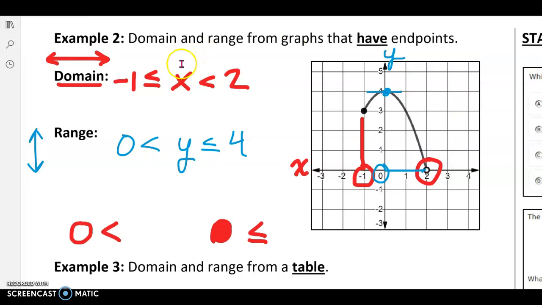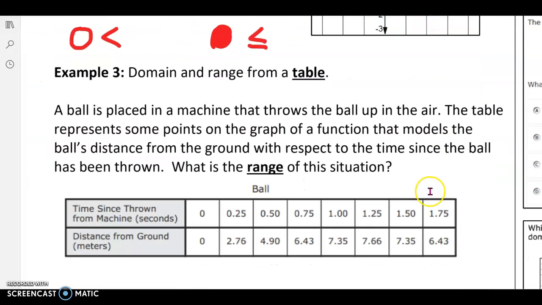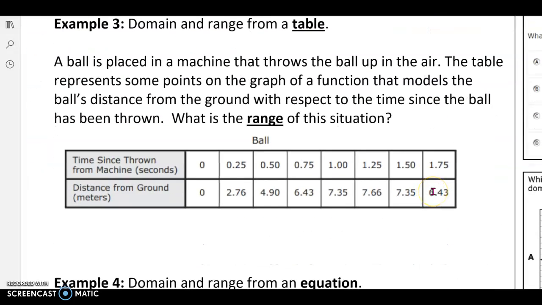So our domain, all of our x's are between -1 and 2, and all of our y's are between 0 and 4. That is an example of a graph that has endpoints. Last but not least, we're going to look at an example of domain and range from a table. Let's see. Ooh, I like it. Oh, we have 2 more examples, sorry. Domain and range from a table.